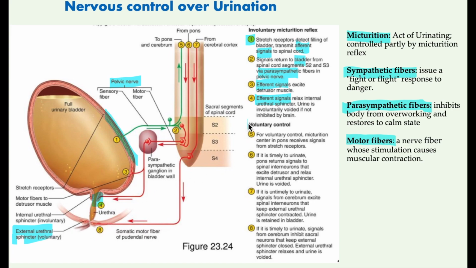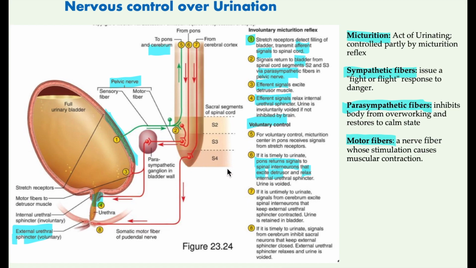Alright, so now let's talk about voluntary control. This is input from the stretch receptors, which ascend all the way to the nucleus of the pons, into the micturition center. The signal from the stretch receptors goes through the pons, which kind of sets up a UN conference with the brain centers, asking them if it's timely for urination. If it is, then the pons returns the signal to the spinal interneurons that excite the detrusor and relax the internal urethral sphincter, also relaxing the external urethral sphincter, and in this case urine is voided.